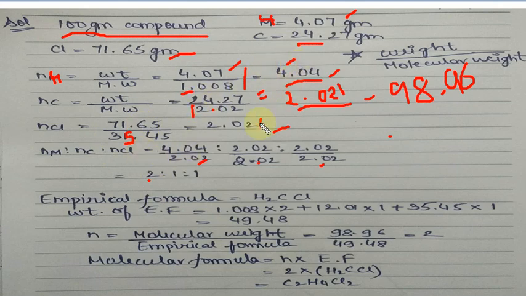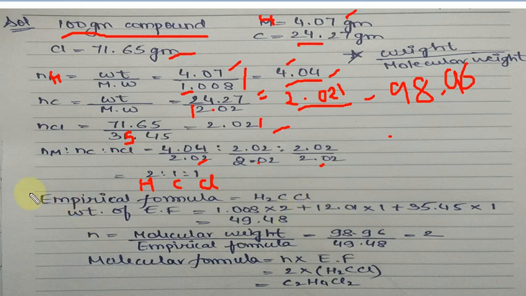Now this is for hydrogen, this is for carbon, and this is for chlorine. So the empirical formula is CHCl, sorry, H2CCl. Why have I said H2 here? Because in the empirical formula, when we divided and converted into the simplest ratio, the ratio of hydrogen is 2. So it is H2CCl.